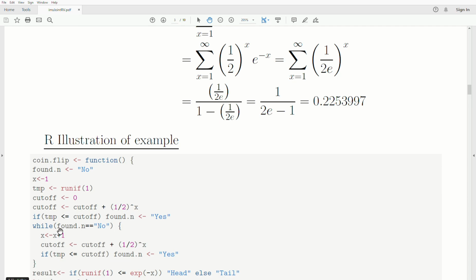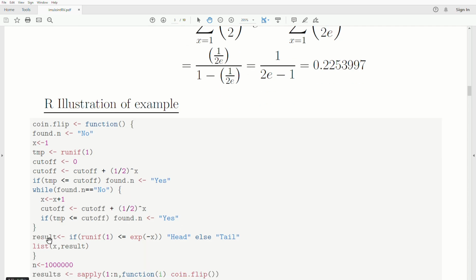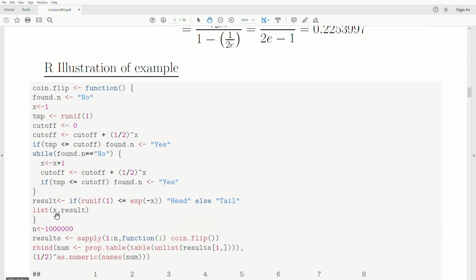So we add 1 to n, and we look at the cutoff. Remember, we stored a half in cutoff, so it's a half plus a fourth, which is 3/4. Now if the random number is less than 3/4, we've found our integer, and it's 2. If not, we keep going until we find the integer. Then we flip a coin based on e to the minus x. We generate another random number, and if it's less than that, it's a head. If not, it's a tail. Then we print out our results, the n, and whether it was a head or not.